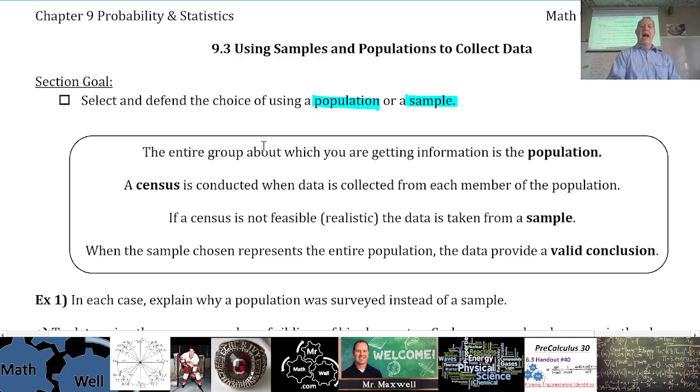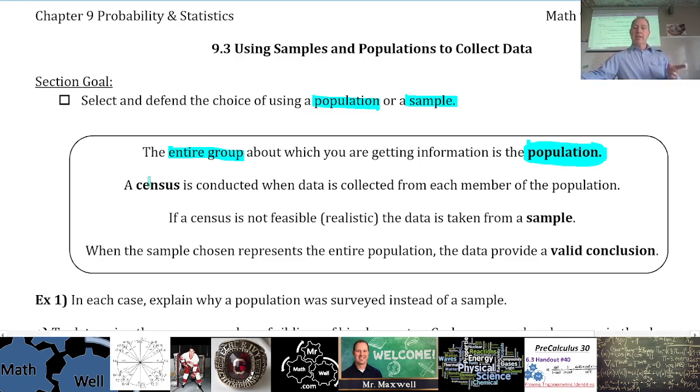Well, the entire group about which you're getting information from is called the population. And you're going to want to fill in that blank there. The first blank is population right here. So if we're talking about all grade 9s in the school, that would be every single grade 9 that's in the school. Okay, that's the population. If we're talking about the people in our city, it's every single person in our city. That's the population. All of the people or items or whatever you're considering.